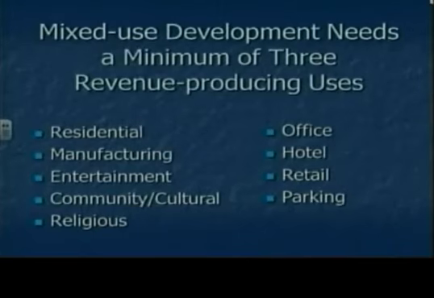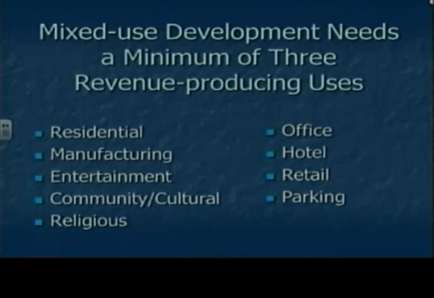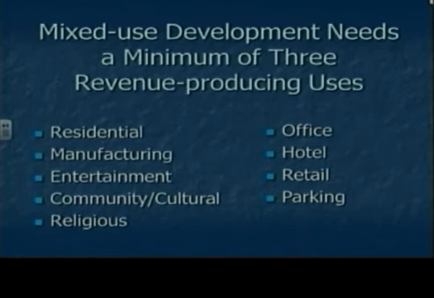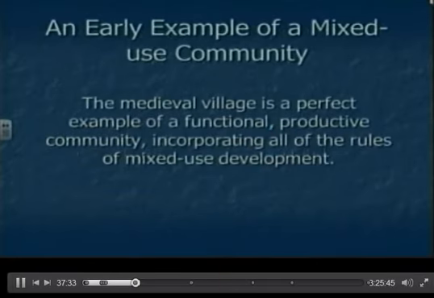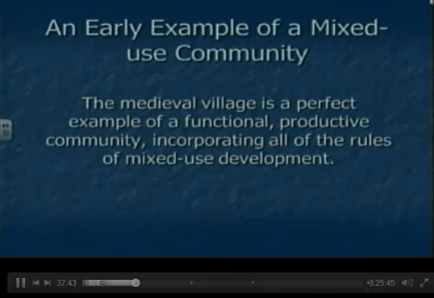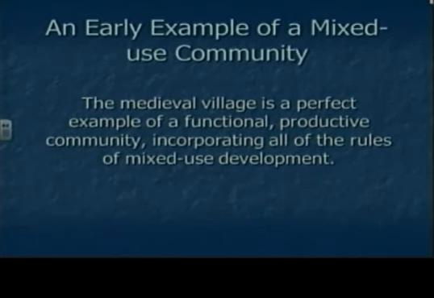So a mixed-use development needs a minimum of 3 revenue-producing uses. Residential is typical, but with that is either manufacturing, entertainment, a combination of community, cultural, or religious, office, hotel, retail, and parking. An early example of mixed use is a medieval village. And I know that sounds kind of strange, but let's incorporate this and understand why I'm saying this. A medieval village is a perfect example of a functional, productive community incorporating all of the rules of mixed use.